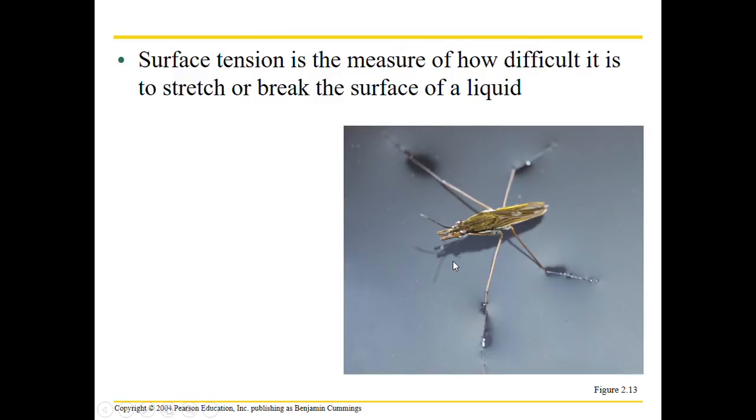Then we have surface tension. This is a water strider, and it's able to float on top of this water because it distributes its weight out, and hydrogen bonds allow it to. So again, these hydrogen bonds are why it hurts so bad if you belly flop into water.